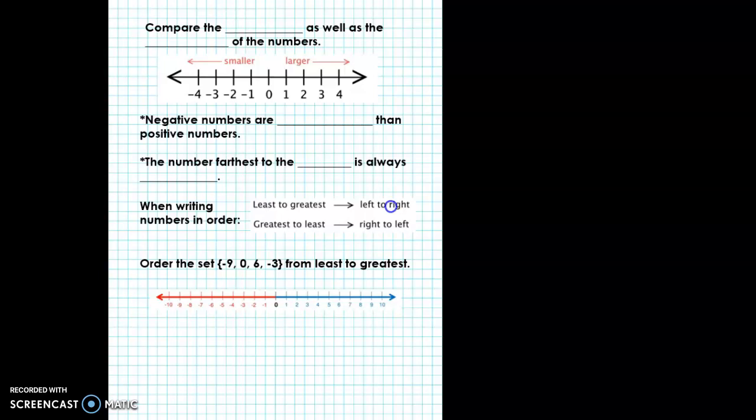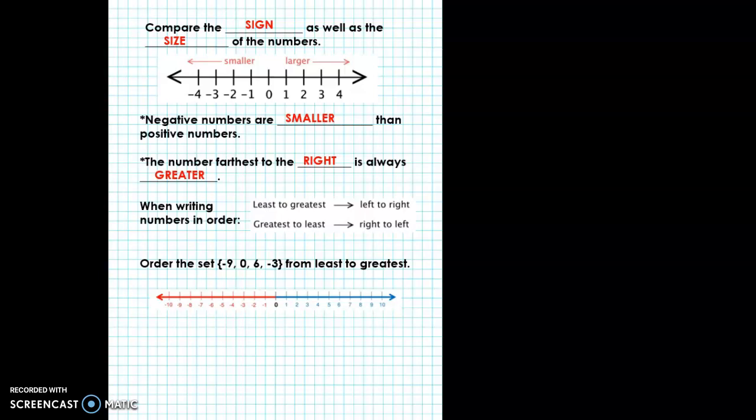So when we're comparing numbers, we need to compare both the sign as well as the size of the numbers. Smaller numbers are positioned towards the left, and larger numbers keep going towards the right on a number line. Negative numbers are always smaller than positive numbers, and the number farther to the right is always a greater number. So in writing numbers in order, we can write least to greatest. We would be looking at a number line from left to right. But if we're writing greatest to least, then we look at the number line from right to left.